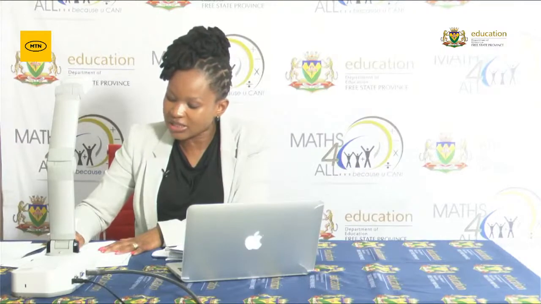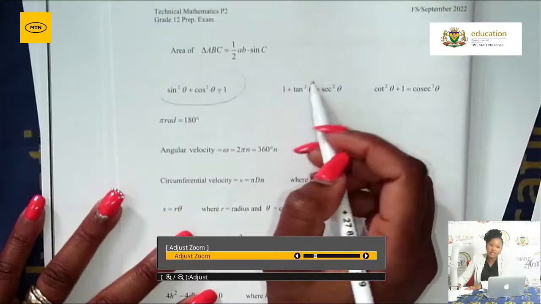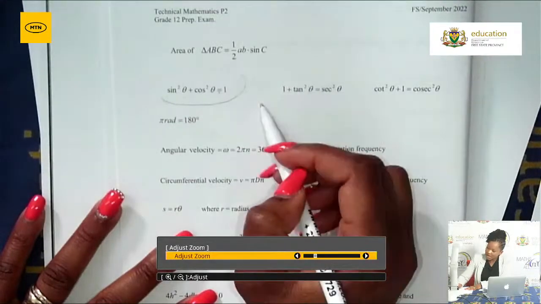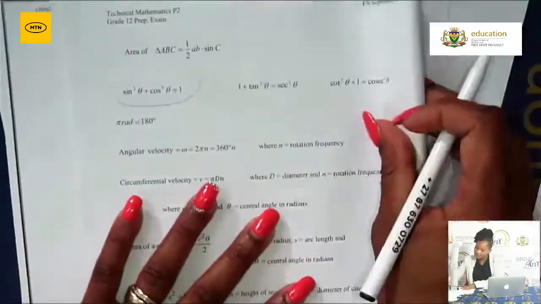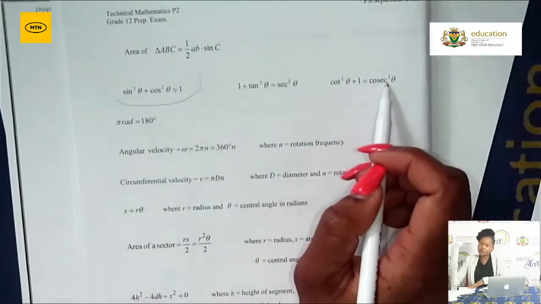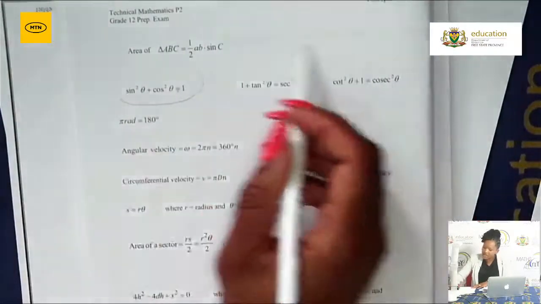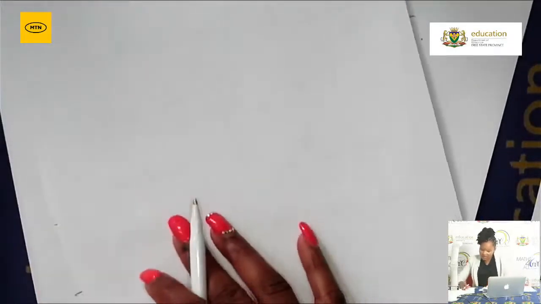1 plus tan squared equals sec squared. In other words, when you see sec squared, we write 1 plus tan squared. Where we see 1 plus tan squared, we can write sec squared. And then the third one is cot squared theta plus 1 equals cosec squared theta. These are the square identities. So you need to remember them when you solve identities and reduction.